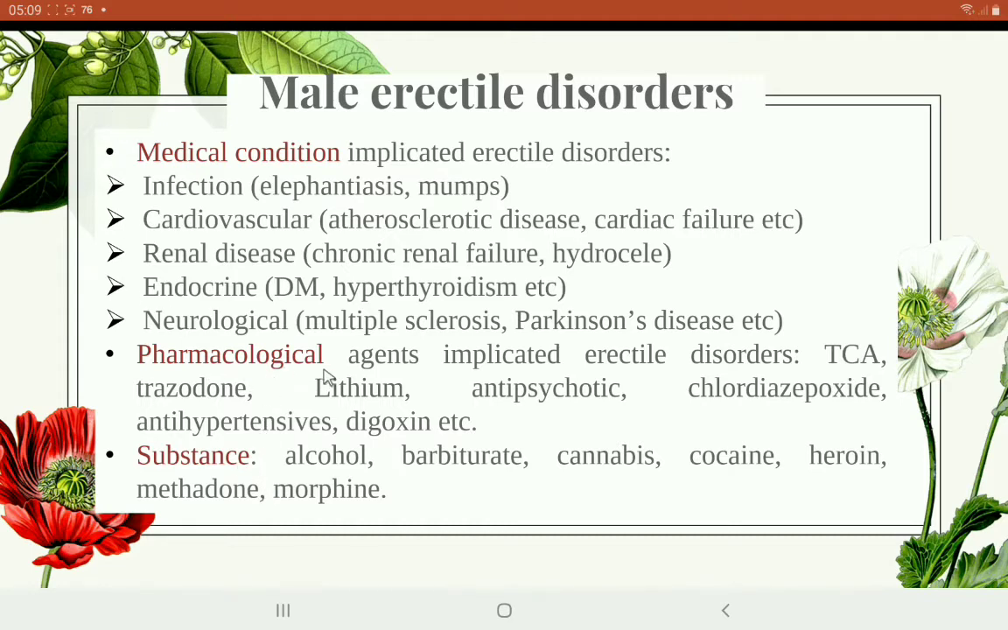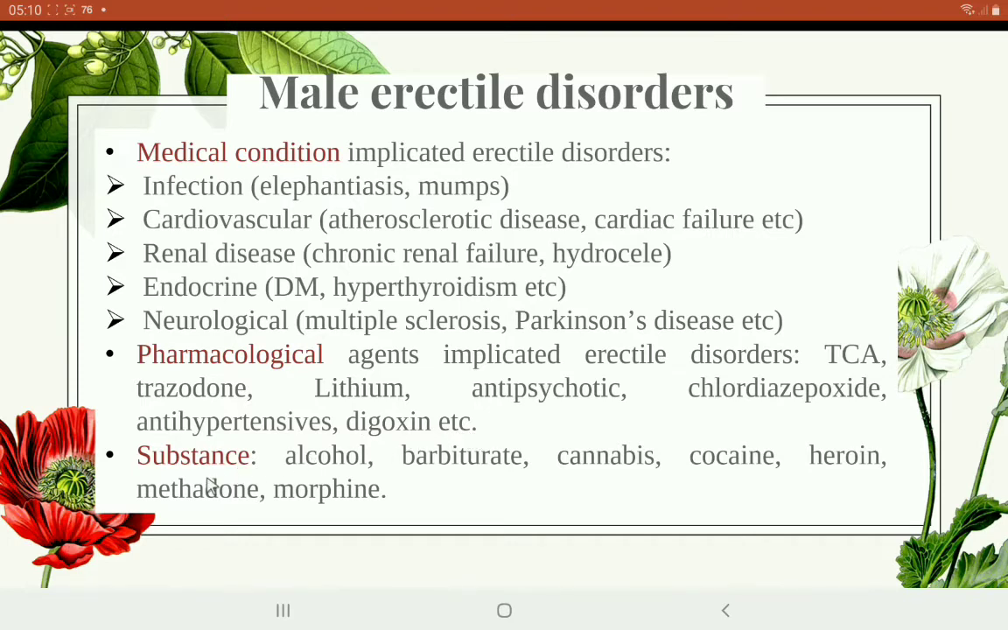The pharmacological agents implicated in erectile disorders are TCAs or tricyclic antidepressants like amitriptyline, trazodone, lithium, antipsychotics, chlordiazepoxide, antihypertensives, digoxin, etc.